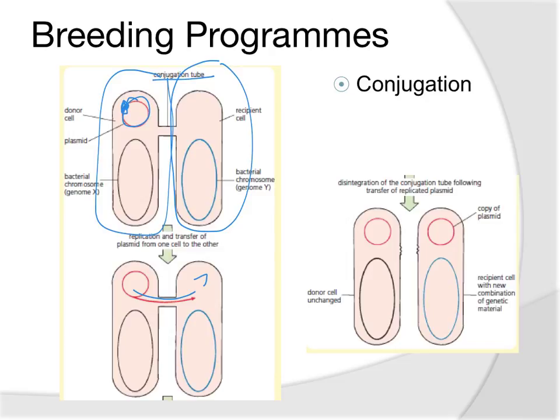So you end up at the end of the process with two bacterial cells that have both got this plasmid in it and the useful gene that's contained within it. And now you've ended up with a cell that has got a new combination of genetic material in it. I forgot to mention that once this conjugation tube disintegrates, you end up with these two cells.